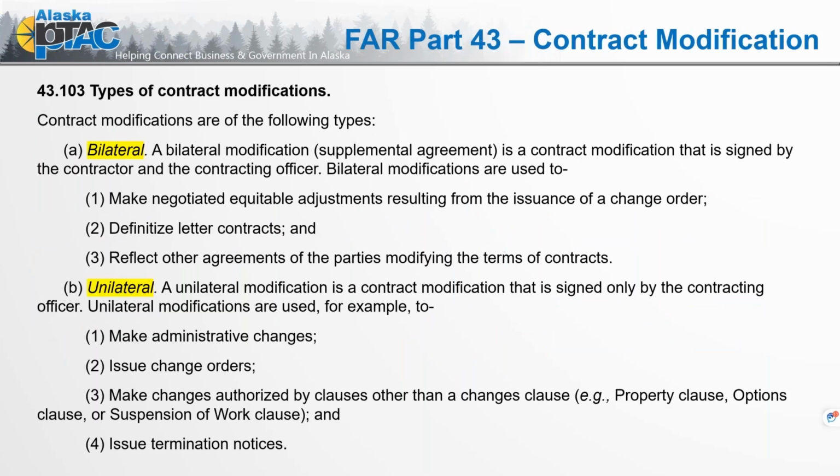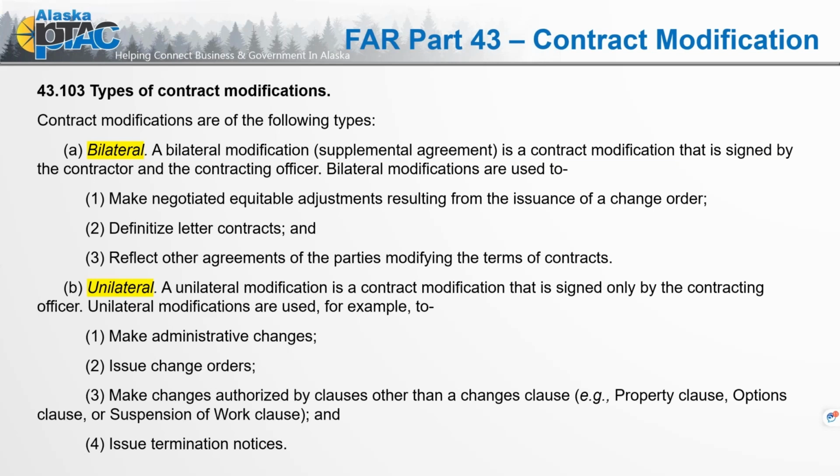There we go. So let's talk about what the FAR, the Federal Acquisition Regulation, has to say. FAR Part 43 talks about contract modification, and the types of contract modifications, where we have bilateral and unilateral. We saw that on this slide before.